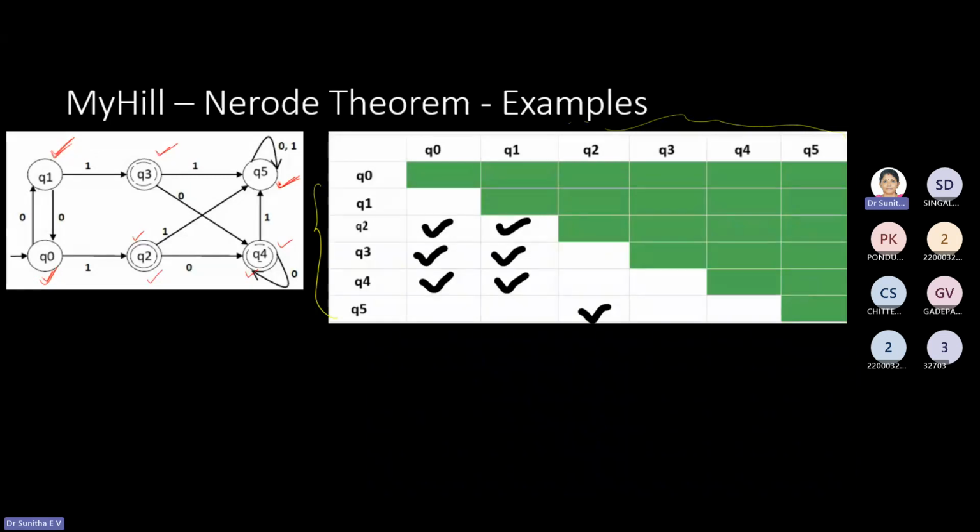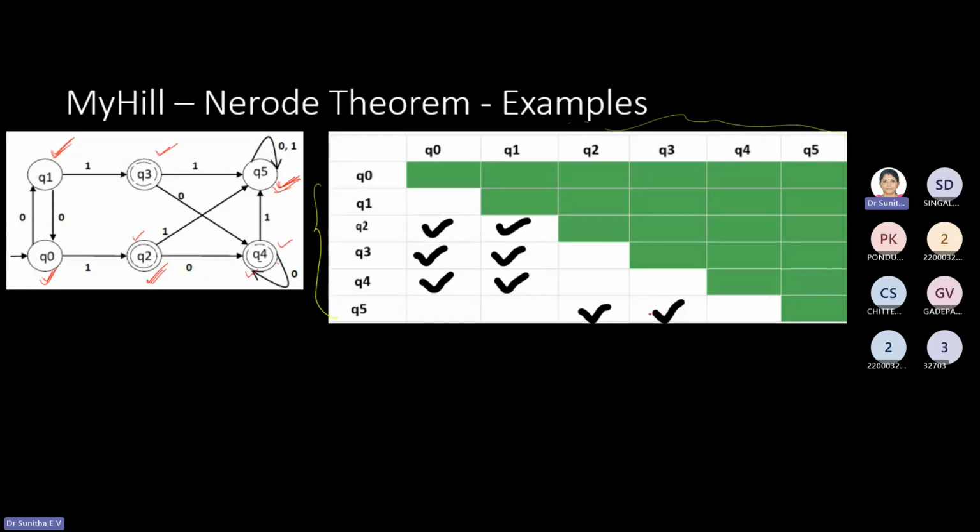Okay, then we consider Q2. Q2, Q3, both are final states, we cannot mark. And Q2, Q4, both are final, we cannot mark. Q2, Q5, this is final, this is not final, so we mark Q2, Q5. Then Q3, Q4, both are final states, we cannot mark. Then Q3, Q5, one is not final and the other one is final, so we can mark.